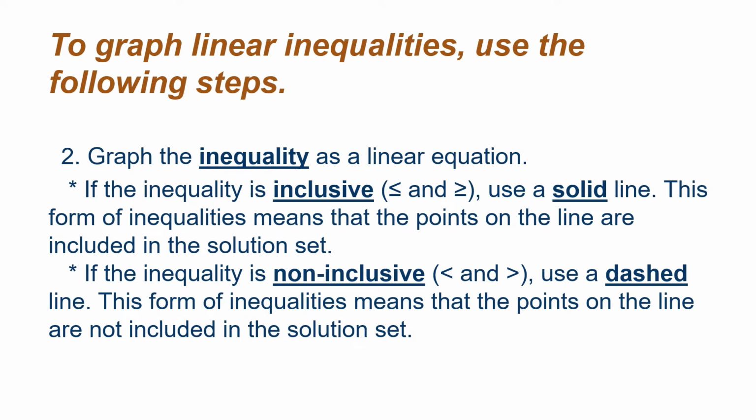If the inequality is inclusive, or ang ginamit na symbol is less than or equal to at greater than or equal to, we will use a solid line. Okay, kung saan pinapakita nito na ang points on the line are included in the solution set, or kasama sa solution ang points on the line. While if the inequality is non-inclusive, or gumamit ng less than or greater than, so we will use a dashed line. So this form of inequalities naman ay nagpapakita na yung points on the line ay hindi kasama sa solution set.